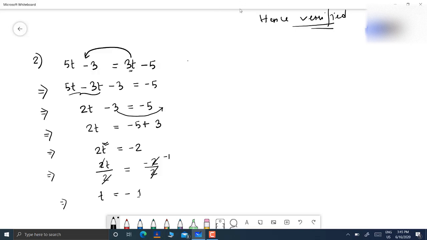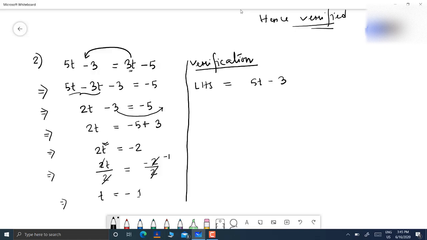Next, there is a verification part. Like the previous sum, we have to verify whether LHS is equal to RHS or not. So this is the verification. Proceeding with the LHS, on the left hand side, what do we get? 5t minus 3. So we have to put the value of the variable t here, and that is minus 1. So 5 into minus 1 minus 3.